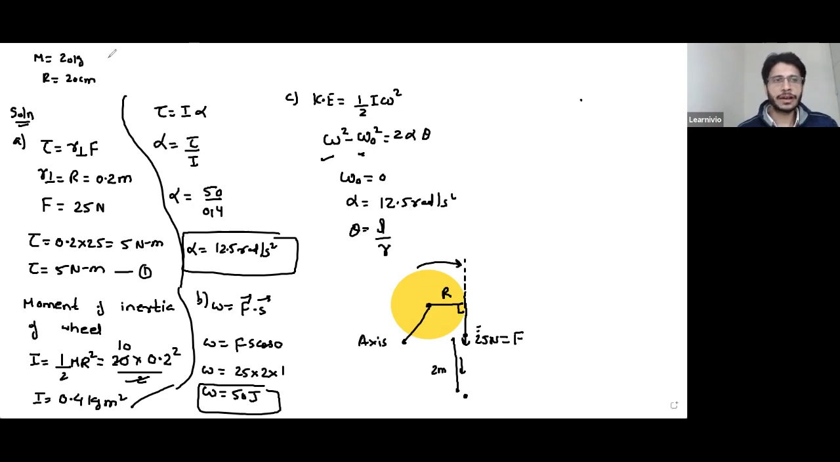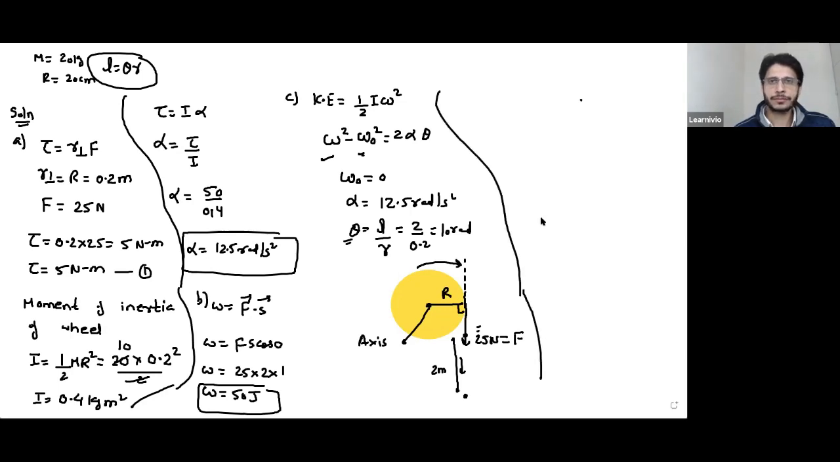You remember this relation, the relation between linear and angular displacement? So theta comes out to be L by R. Your L is 2 meter. The radius is 0.2. So it comes out to be 10 radian. So if I substitute all values here, this is omega square minus 0 square. It's twice of alpha theta. Your alpha is 12.5 and your theta is 10. So your omega square comes out to be 250. Or you can write your omega is root over 250 radian per second.